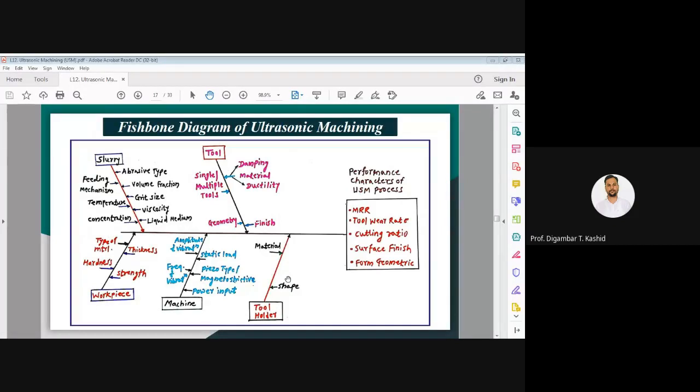Now the question arises: in what way are you going to evaluate the performance of the ultrasonic machining process? Using which parameters, or how are you going to evaluate the performance? You can evaluate the performance of the process in terms of material removal rate, in short MRR, then tool wear rate, TWR, then cutting ratio. The cutting ratio is nothing but the ratio of material removal rate divided by tool wear rate.